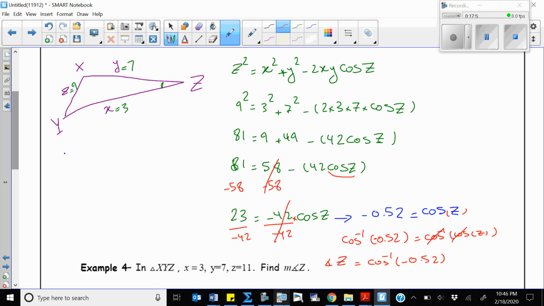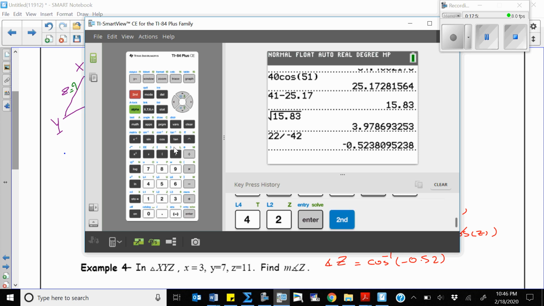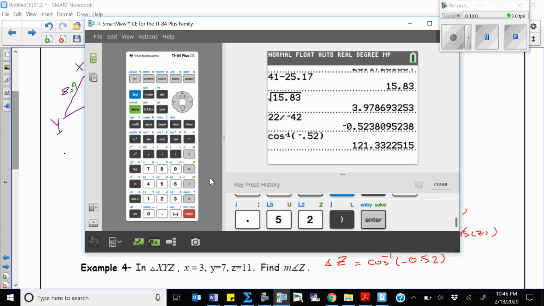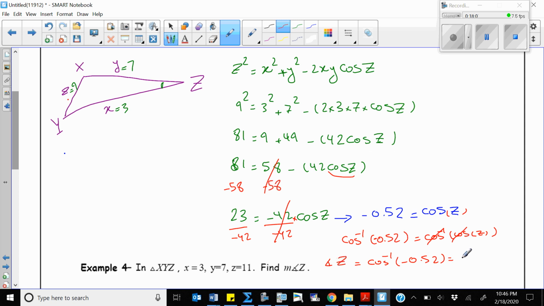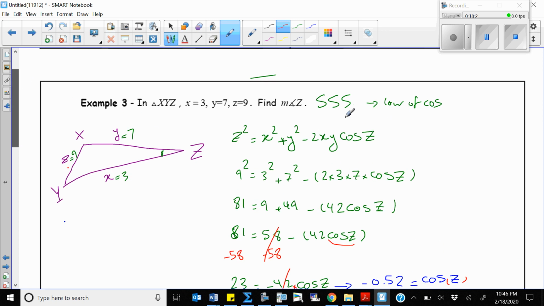Now I use my calculator. Second cosine, it is cosine negative 1 of negative 0.52. It's equal to 121.33. That's the measure of the angle z, we found it. So whenever we have all three sides given, like side, side, side, and we're looking for an angle, we can use the law of cosines.